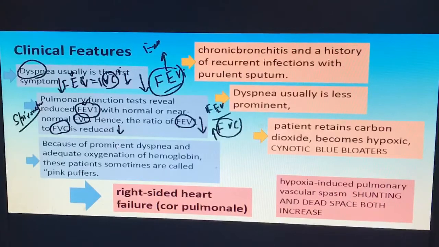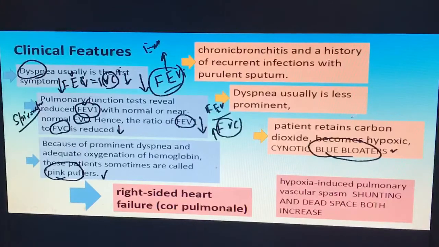The next thing, in this case the chronic bronchitis patient is known as a blue bloater, while the other is the pink puffer. Why pink puffer and why blue bloater? These two conditions fit with COPD: one is emphysema, one is bronchitis. The emphysema patient has a more pink color, and the bronchitis patient has a cyanotic, bluish skin color.